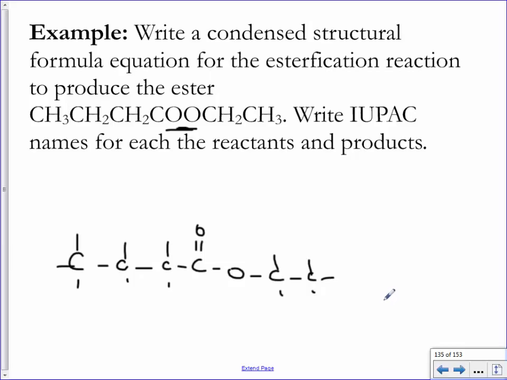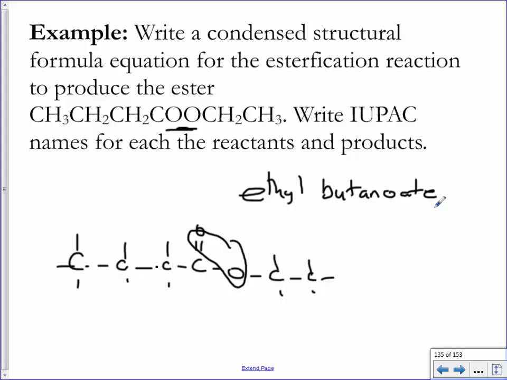So, first question is, where is your hub? Well, it's right here. So now we name the outside branch, which is, there's 2 of them. So this will be an ethyl. And then we name the main core part, including this carbon right here. The carbon that's attached to both oxygens is part of the name. So there's 1, 2, 3, plus the 4th one. So this will be known as a but-. And then you can change it to -oate, which is the suffix for it.